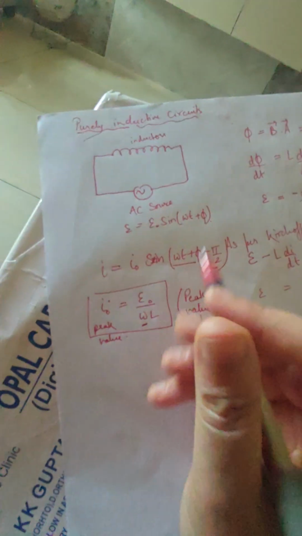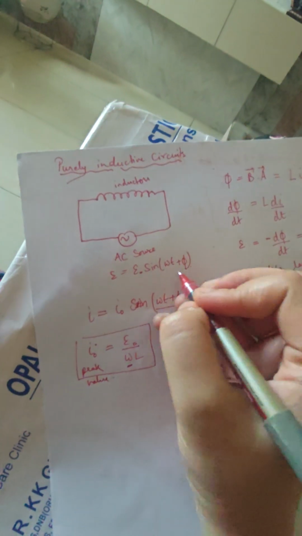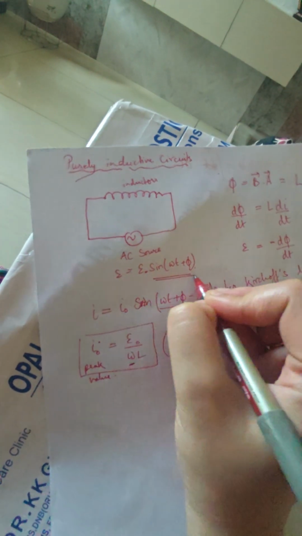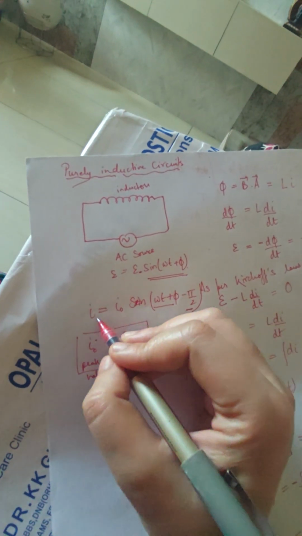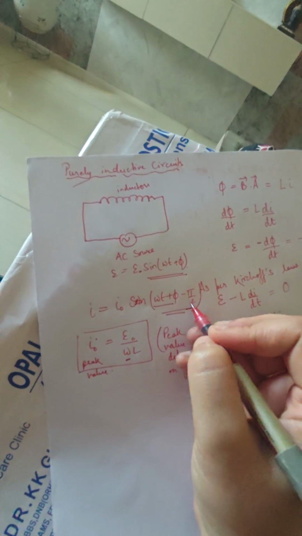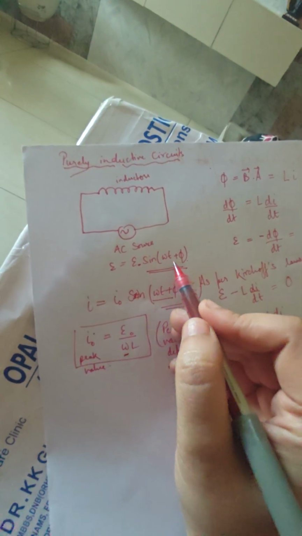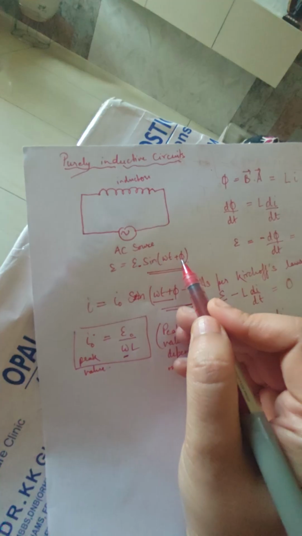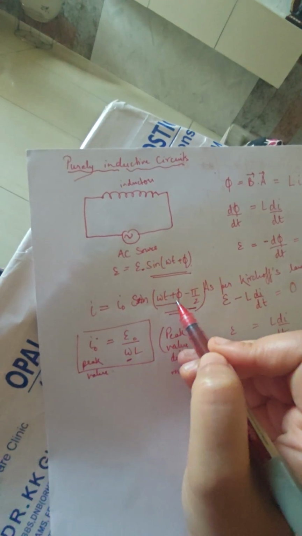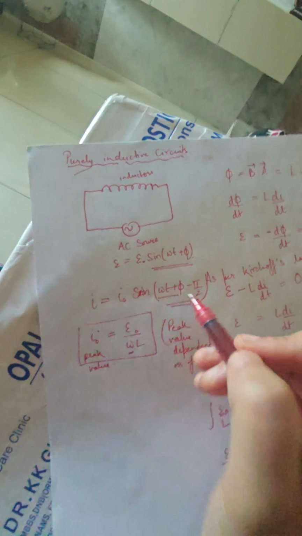Now what to do about this minus pi by 2? What does it indicate? My EMF expression is going this way, whereas my expression for electric current is this way. It's a little behind this. Can you see? It's far ahead, but this phase omega t plus phi is minus pi by 2. It's reduced by a factor of pi by 2.